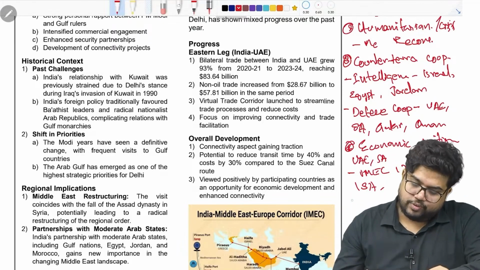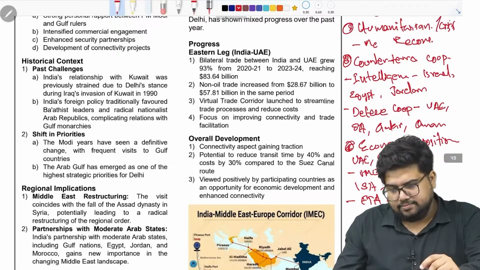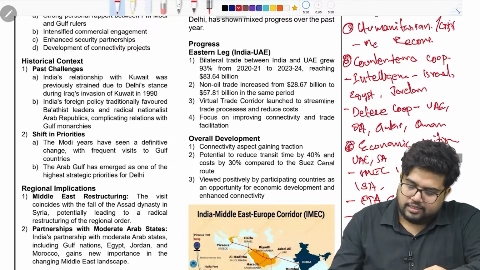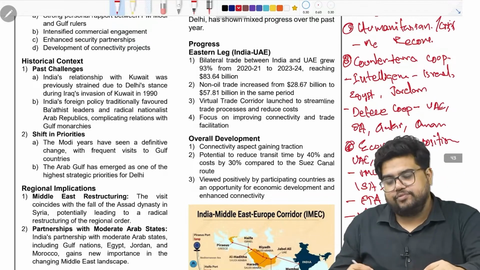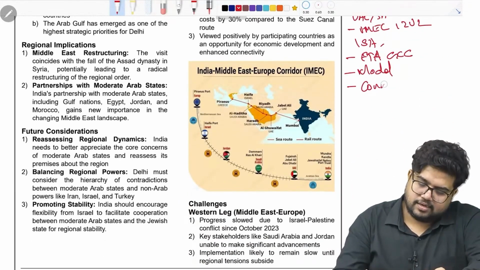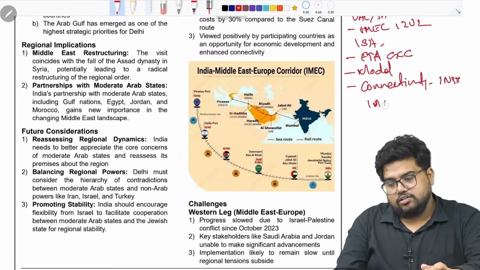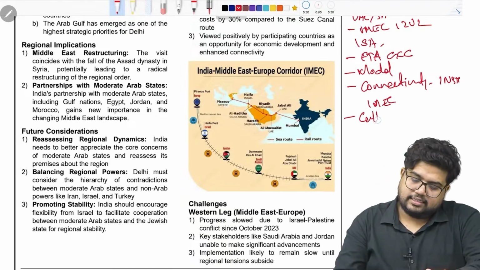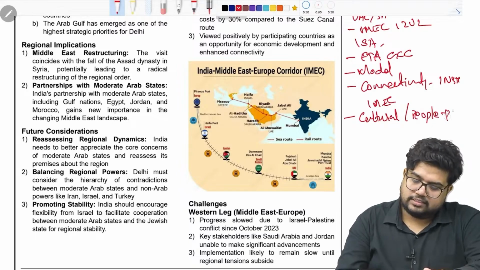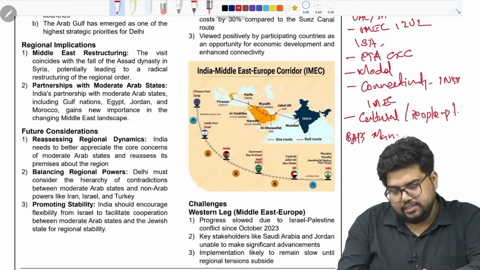Now what we can look further is an FTA with GCC countries. The India-UAE CEPA agreement can act as a model for cooperation and economic tie-up with other countries. India can expand its connectivity programs. What are the already existing connectivity programs? That is INSTC, IMEC, all this. India can expand cultural ties, people to people ties. Classic example of this is the BAPS Mandir. Where is it? It is in Abu Dhabi in UAE.